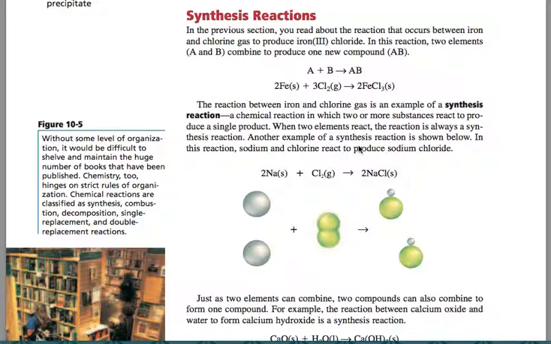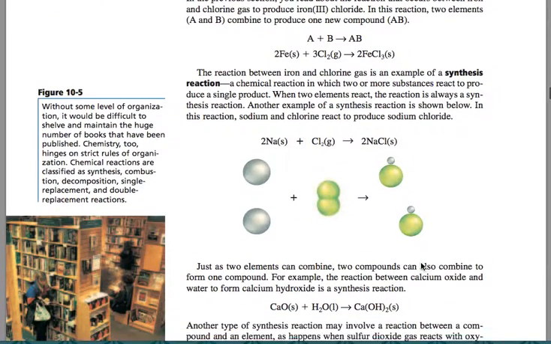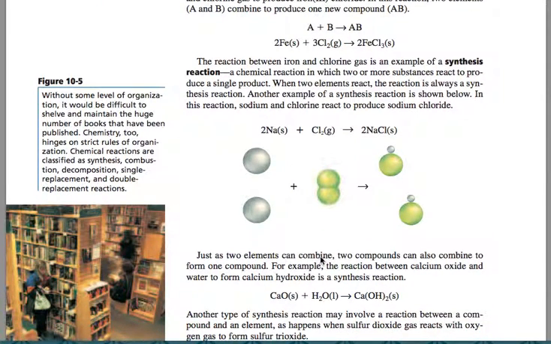Another example of a synthesis reaction is shown below. In this reaction, sodium and chlorine react to produce sodium chloride. Here's the sodium, here's the chlorine, which comes as 2 atoms together, and it reacts to produce sodium chloride. Just as 2 elements can combine, 2 compounds can also combine to form one compound. Okay, so these are elements, but we're also going to see compounds combining.